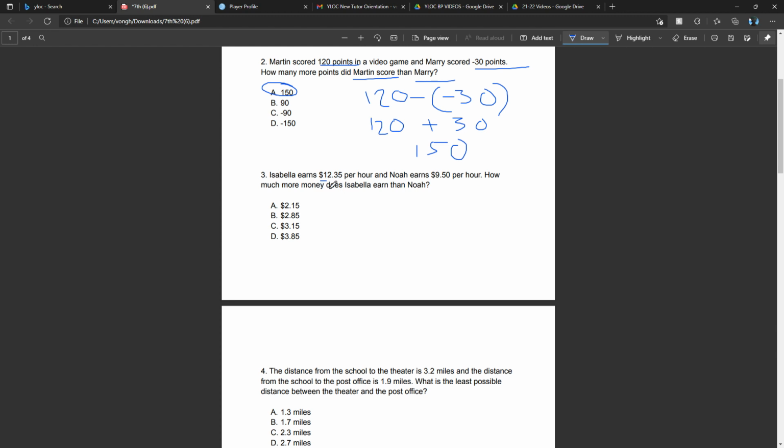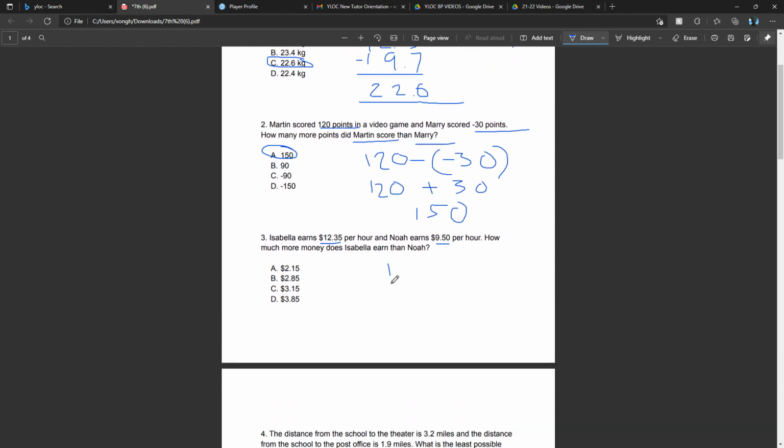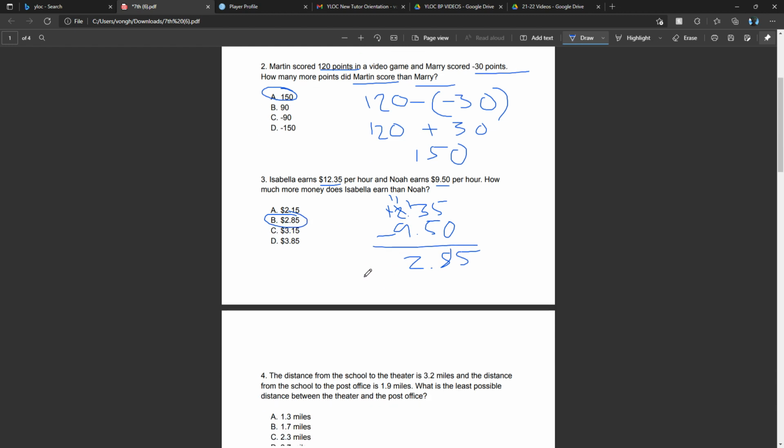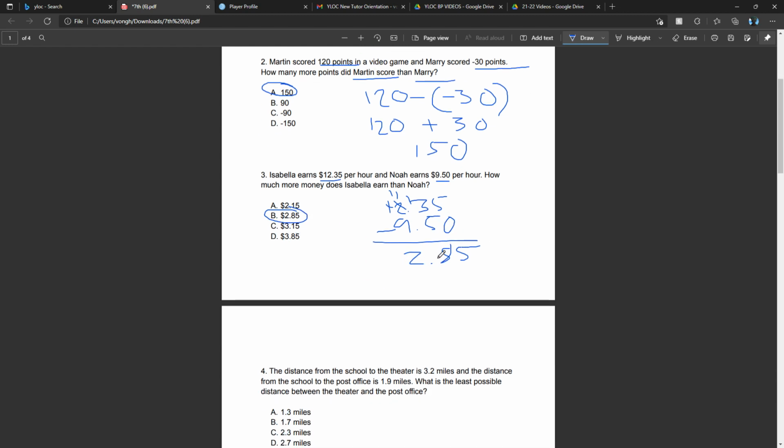Isabella earns $12.35 per hour and Noah earns $9.50 per hour. How much more money does Isabella earn than Noah? So it's the same problem. You take 12.35 and you subtract 9.5, because you're trying to find the difference between them. So when you subtract it, it should be B. That's your answer, because if you subtract it correctly, you should get 2.85.